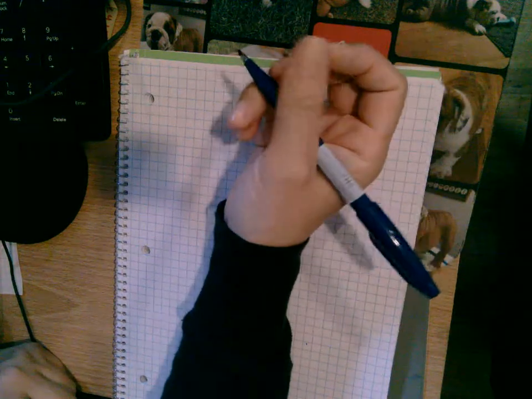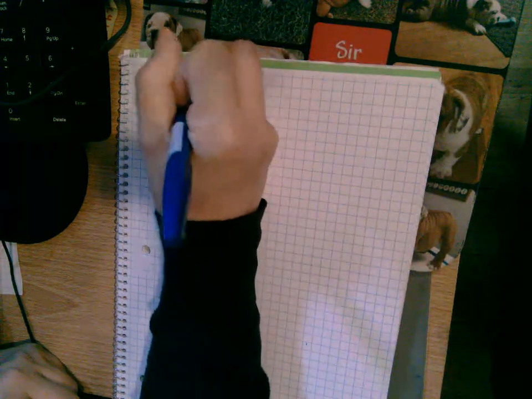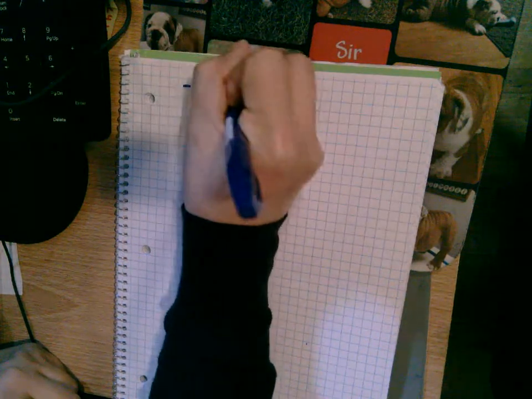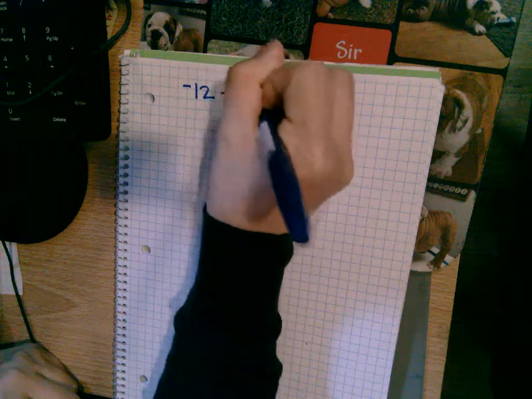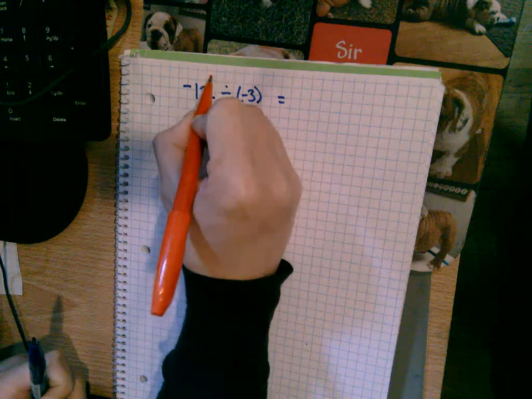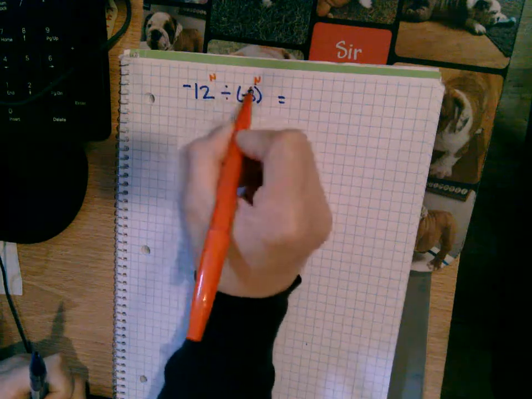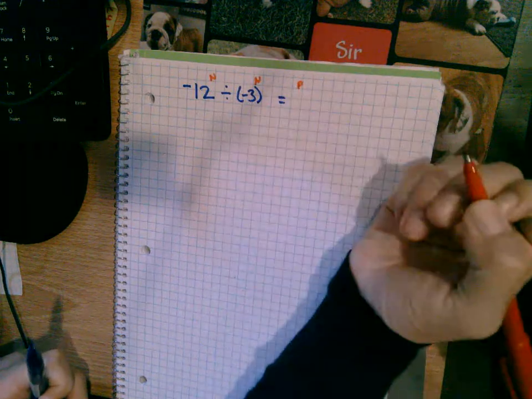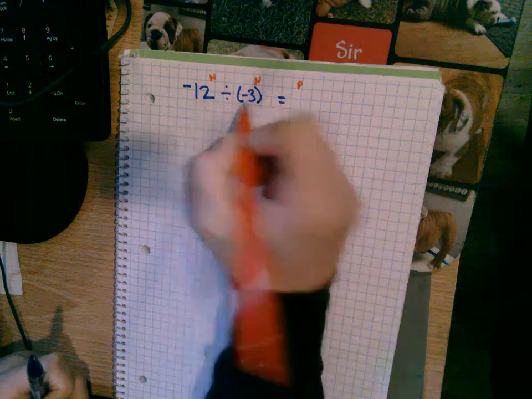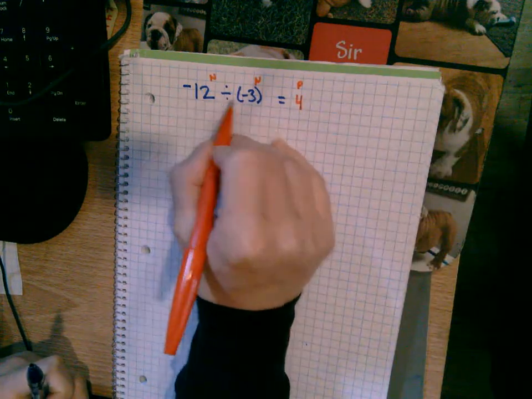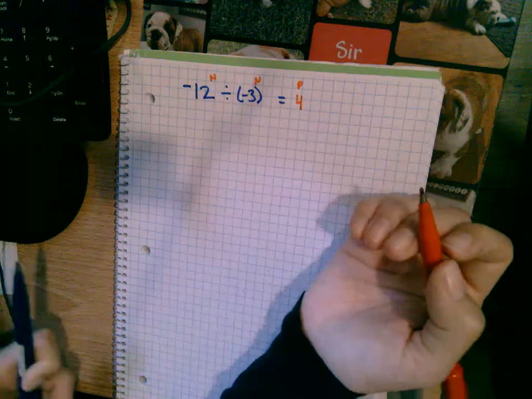All right, so if I have -12 divided by -3, okay, so it's a division problem. This is a negative, this is a negative. So they're the same, right? If they're the same, you know it's going to equal a positive. So now you just divide like usual. What's 12 divided by 3? That would be 4. So negative 12 divided by negative 3 is equal to 4. And that's it.